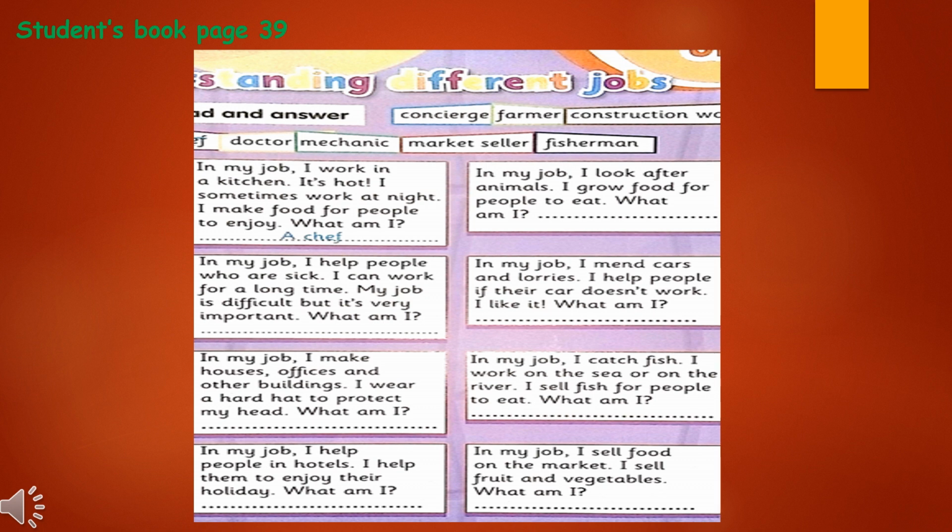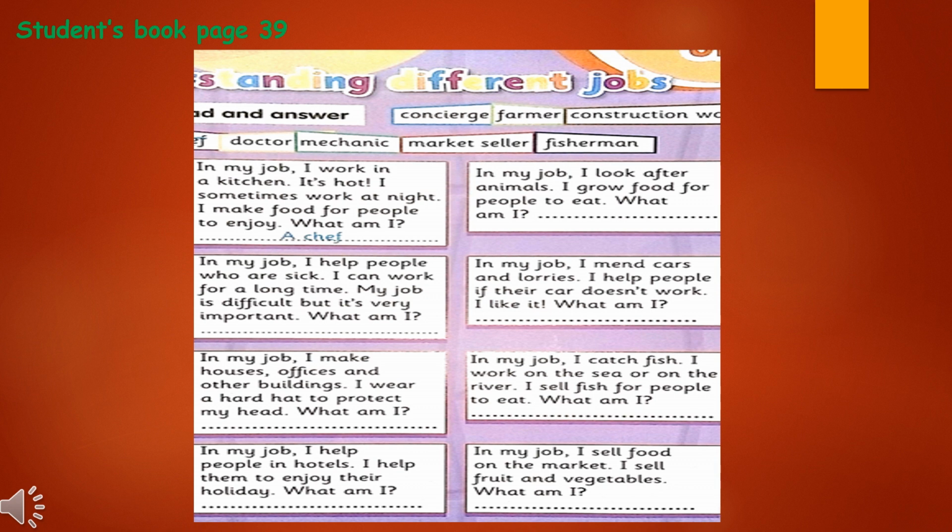The box beside it. In my job, I mend cars. Mend means fix them. If there is something wrong with them, I mend them or fix them. I mend cars and lorries. I help people if their car doesn't work. I like it. What am I? Yes, excellent. A mechanic.